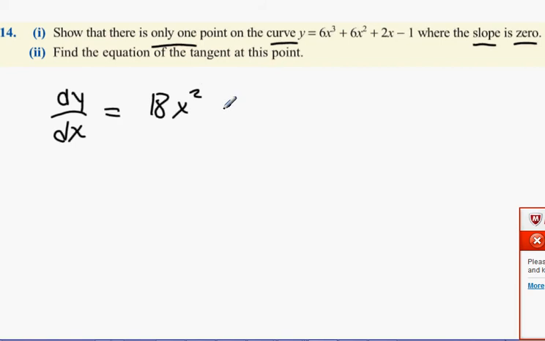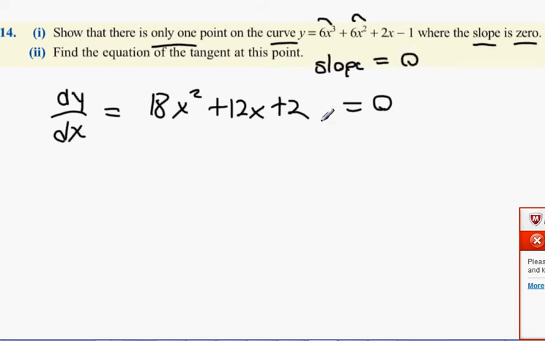18x squared plus 12x plus 2. Everybody happy with that? 3 to the front multiplies by 6. 2 to the front multiplies by 6 to give you 12. And then the x just disappears. We know that the first derivative must be equal to 0. Why is that? The slope is 0.